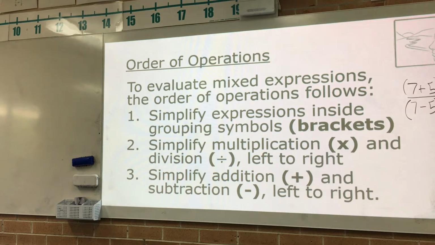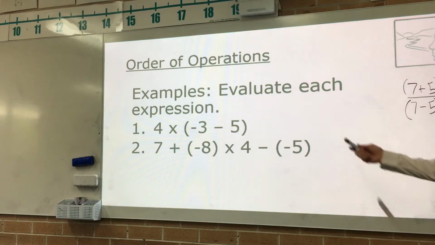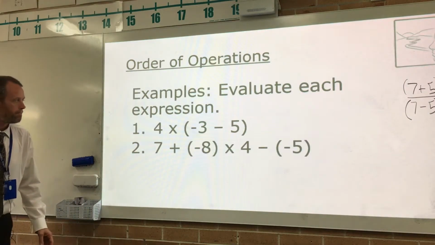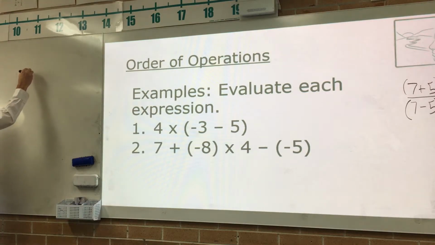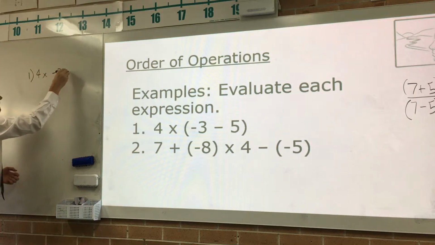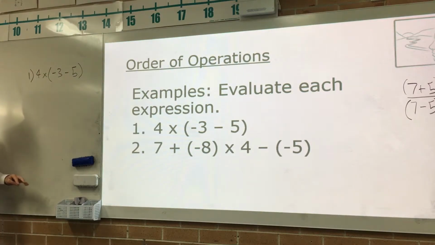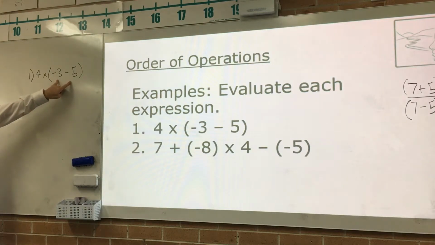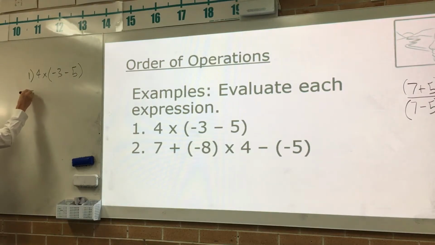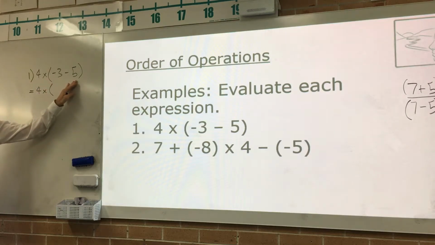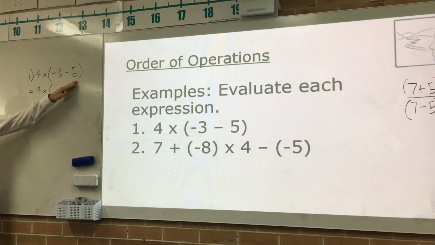I'm going to draw them over on the board over there. So our first question, 4 multiplied by negative 3, negative 5. So let's write that up. What you should notice straight away is that negative 3, negative 5 is inside the brackets. Now, to be as accurate as I can be mathematically, I write it straight underneath and I do one step at a time. Negative 3, negative 5. Who can tell me what is negative 3, negative 5? What does it equal?